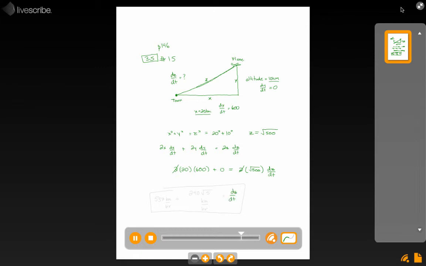And you'll find that dz by dt is equal to 240 root 5. And what would the units be? The earlier units were kilometers and kilometers per hour. This one is a rate again, so kilometers per hour. So this plane is actually moving away from the town at a rate of 240 root 5 kilometers per hour, which you could multiply out and figure out is approximately equal to 537 kilometers per hour.